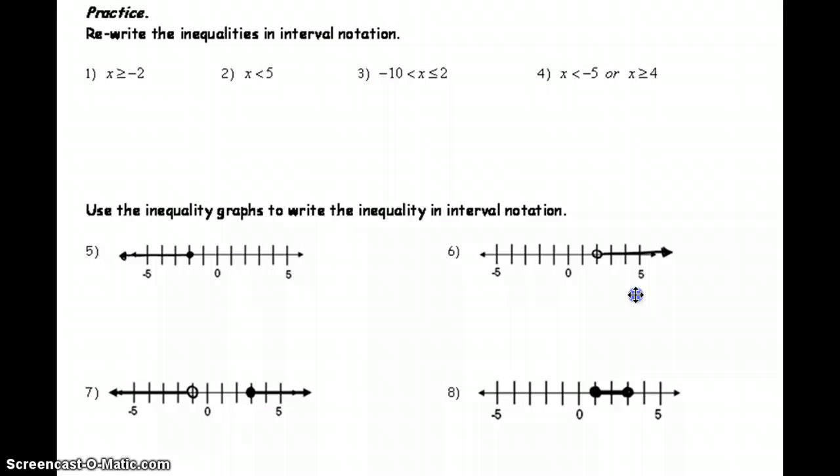We're going to rewrite the following inequalities in interval notation. This is representing all numbers that are greater than or equal to -2. The starting boundary is -2. The ending boundary is infinity. We use a bracket because we have greater than or equal to.